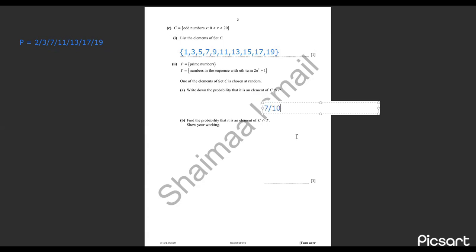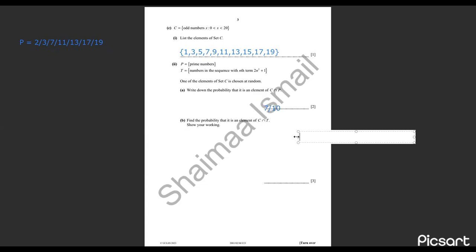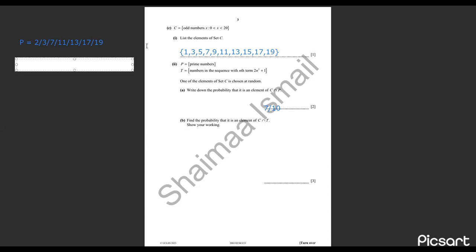And here he said to find the probability that it is an element of C intersect T, where T is the numbers in the sequence n squared. Here he gave you a sequence and we have to apply it. He said to you, is this number inside the sequence? So this sequence is n squared plus 1, okay?